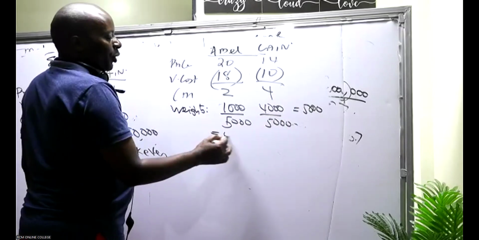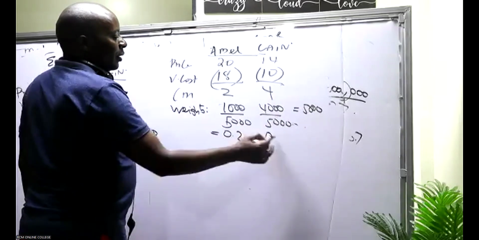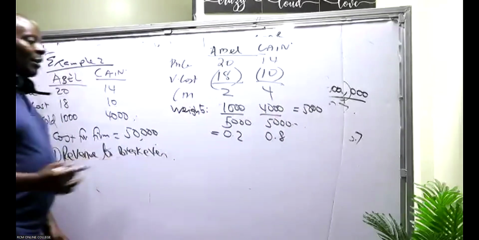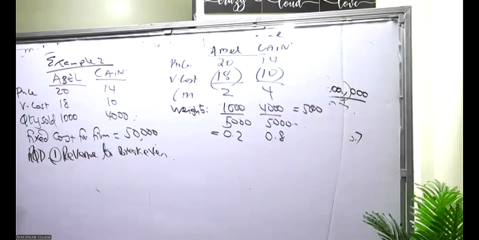Which will be 0. What here? Is there somebody who got those numbers? Do we have anybody who got those numbers? All right.